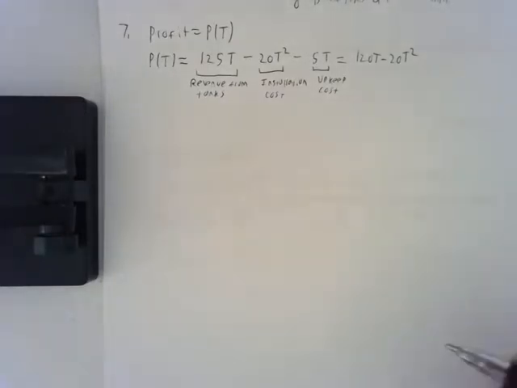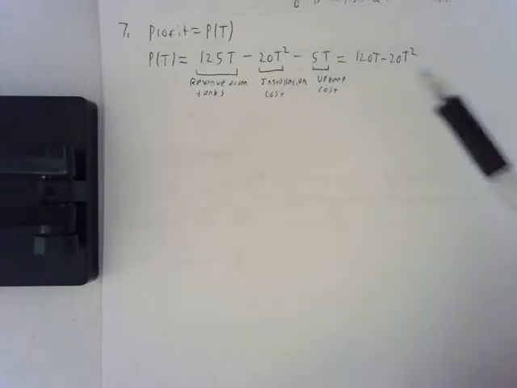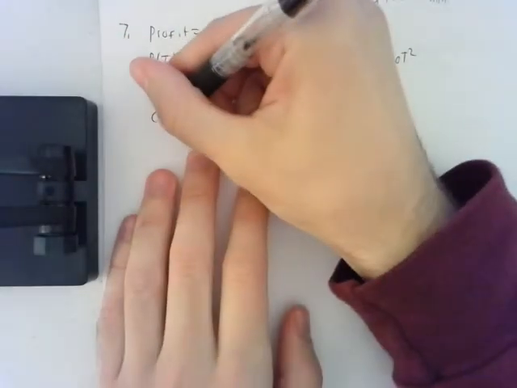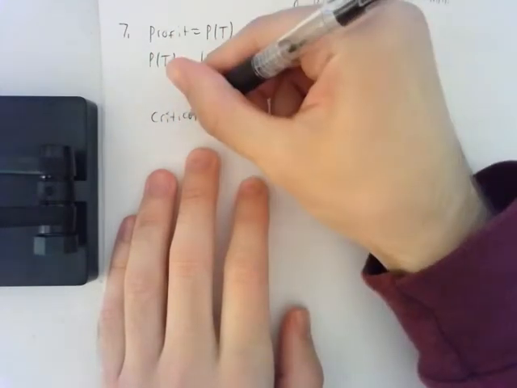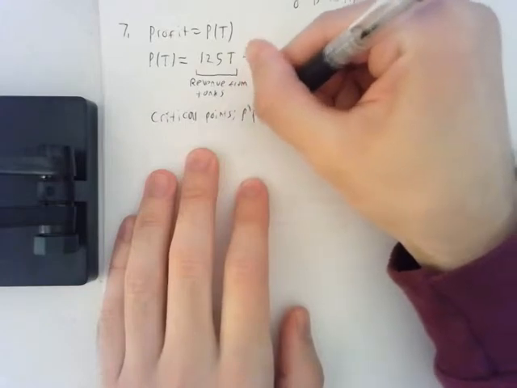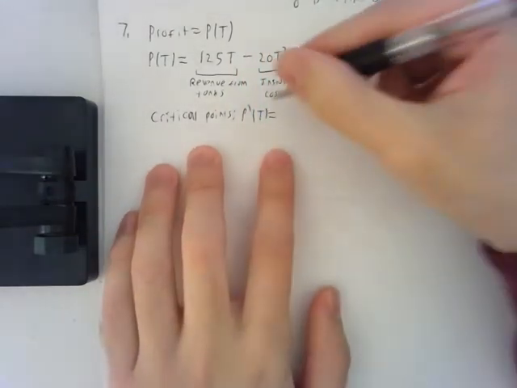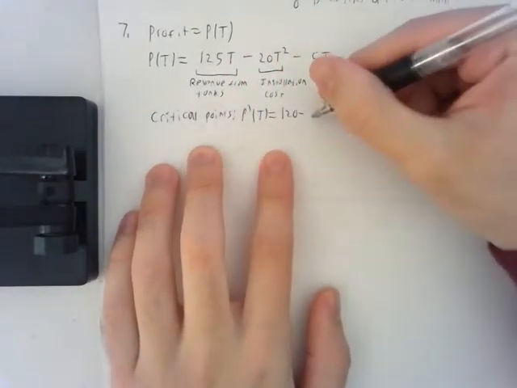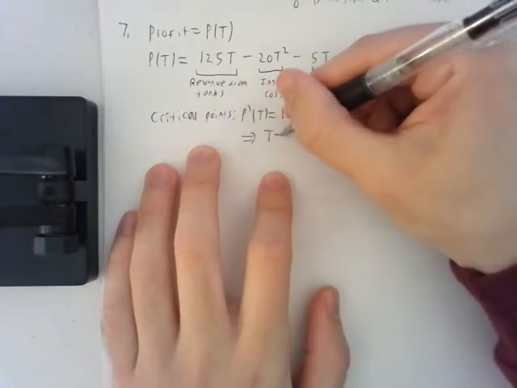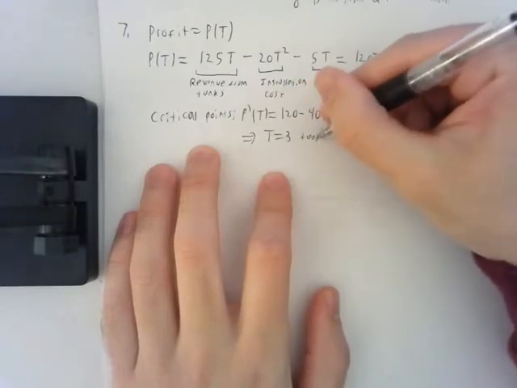Now, how do we maximize the profit? We want to find the global maximum. So we'll have to find any candidate points for the global maximum. Those are endpoints and any critical points of this function. Let's first find the critical points. P prime is 120 minus 40T. This is equal to 0 means that T is equal to 3 tanks.